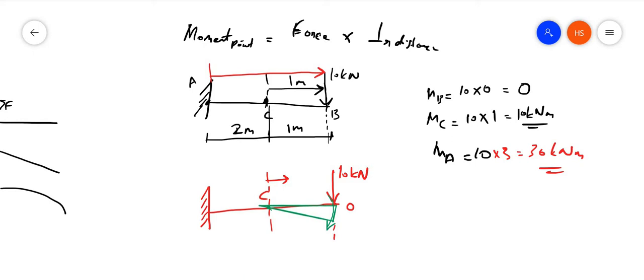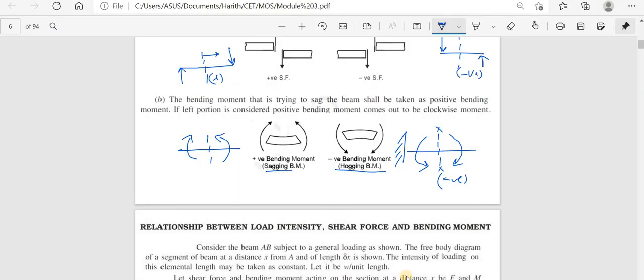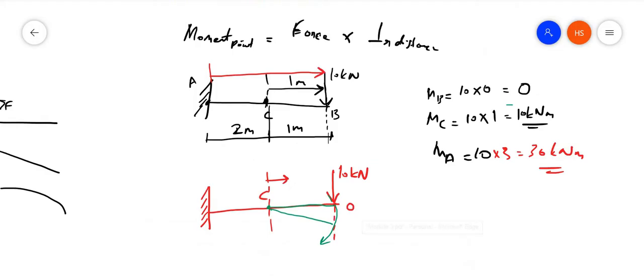So since this will be moving like this, only the force will be acting. What is happening? The right of the section is moving in the clockwise direction, so a negative sign is given. Look here: if the right of the section is clockwise, then it is negative. Or if I am considering the left, it is moving upwards like this. This is negative, and negative moment is known as hogging moment.